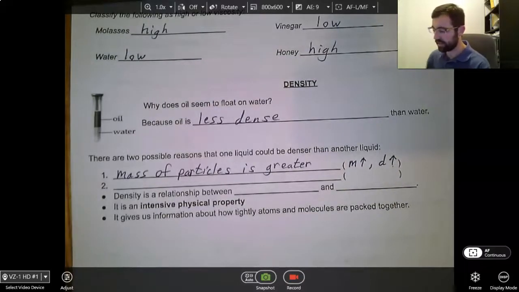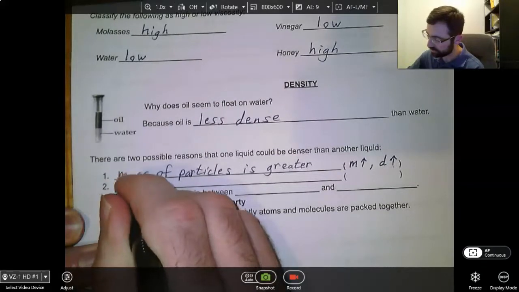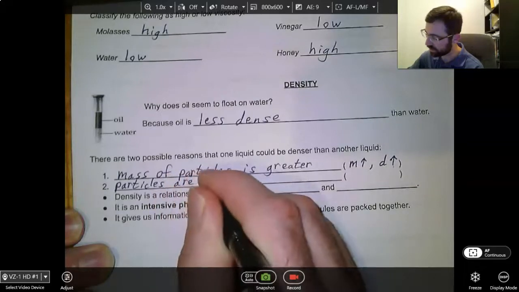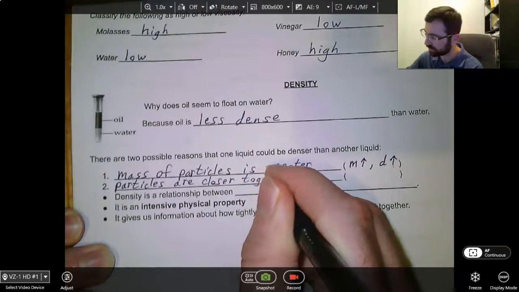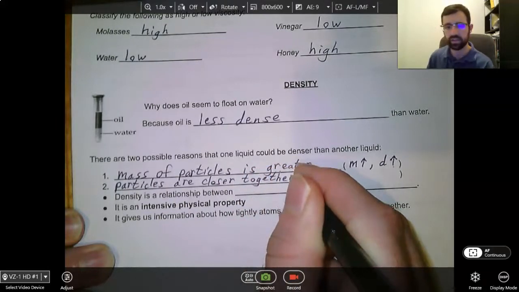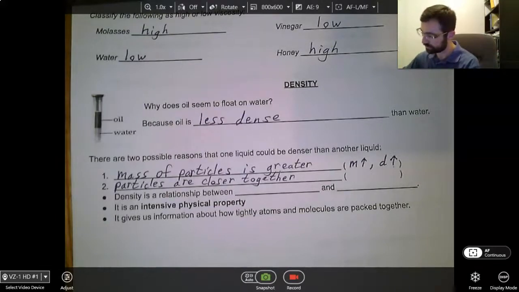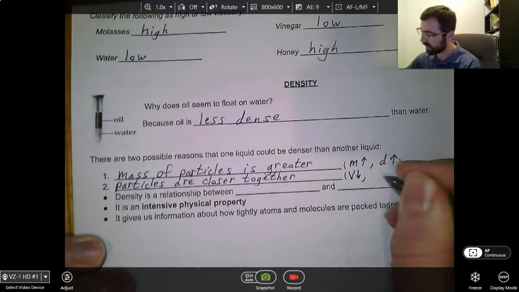And the other reason is because the particles are closer together. So they're crammed in a smaller space. And what that means is that our volume has decreased. If they're in a closer space, the volume decreases. And if volume decreases, that also makes density increase.